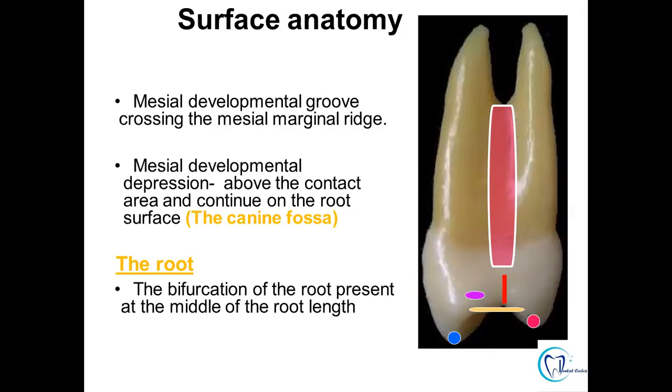Also, there is a developmental depression which is above the contact area and which continues on the root surface. This area is known as the canine fossa and it has been demarcated by a pink broad band. Also, when you see the root, the bifurcation of the root is present at the middle of the root length.